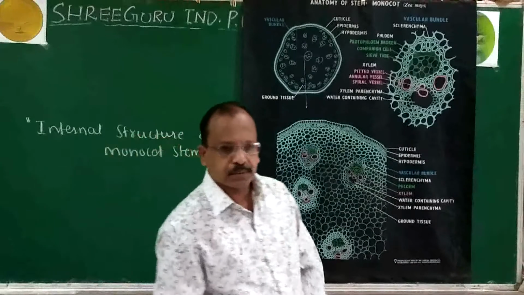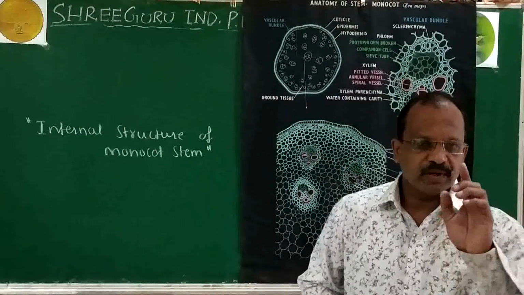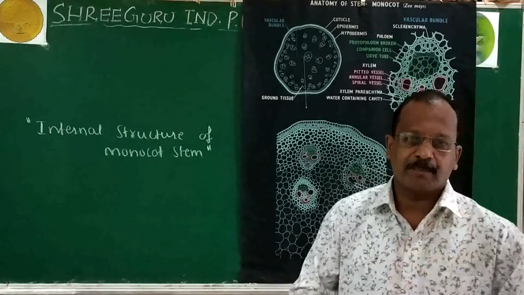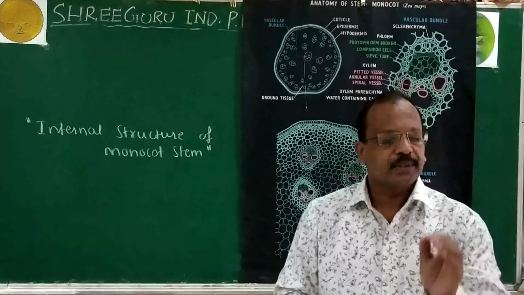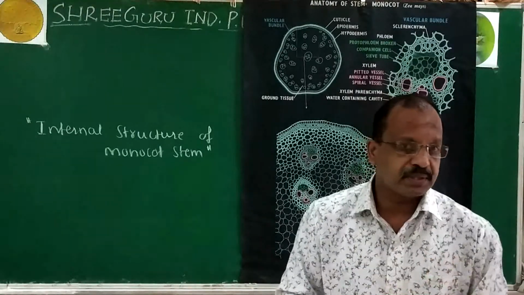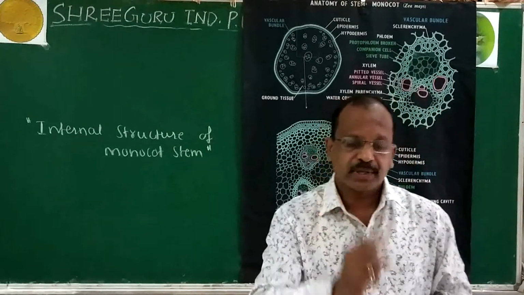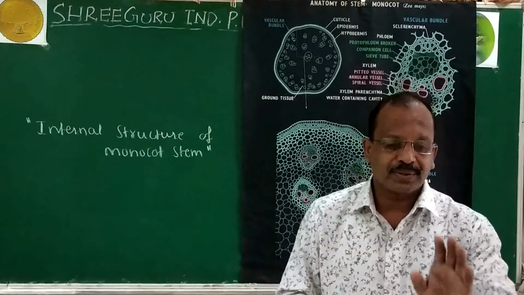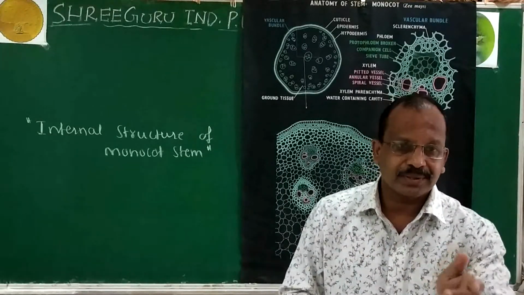So dear students, now you have come across only one internal structure, that is the internal structure of the dicot stem. Followed by that I covered secondary growth in a dicot stem. Look over the way of adjustment of the matter. First I covered internal structure of the dicot stem, followed by secondary growth in dicot stem.